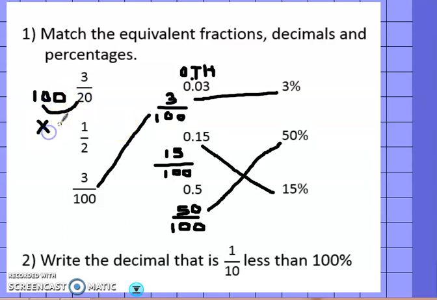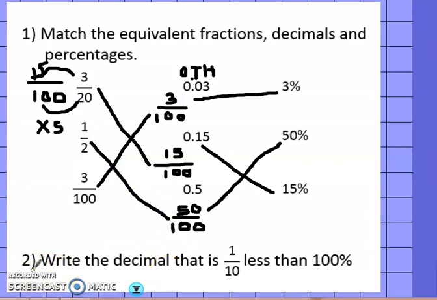I've times my denominator by 5. I'm going to do the same to the numerator. 3 times 5 is 15. So that's 15 hundredths. I can see that I'm correct because it is one of my answers available. So I'm going to put that to there. And then you should know that a half would mean a half of 100, which is 50. So that is correct as well.